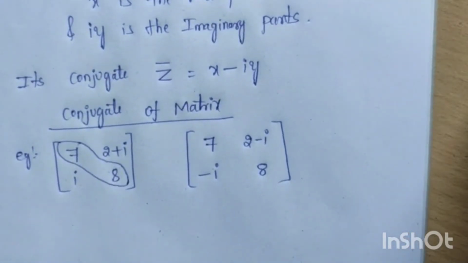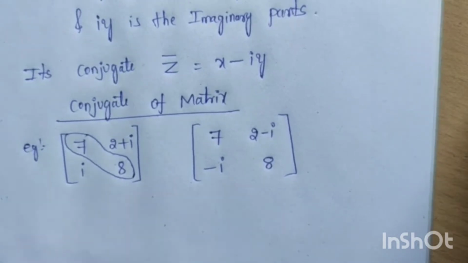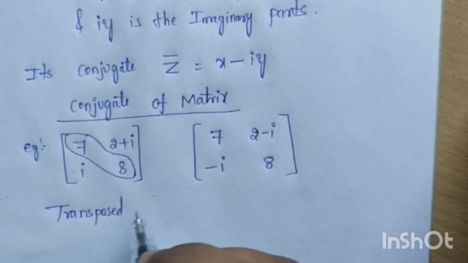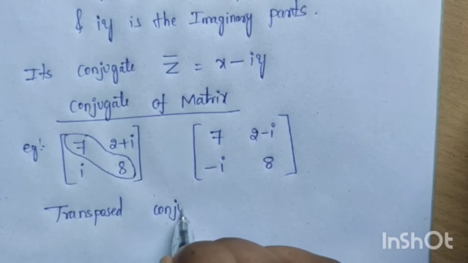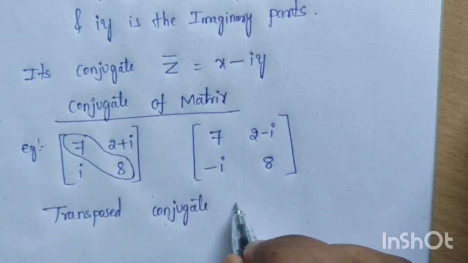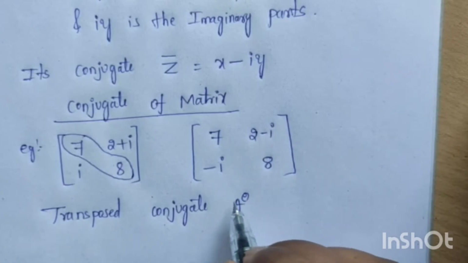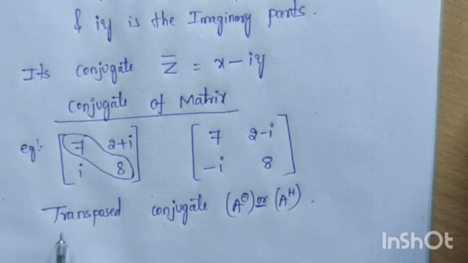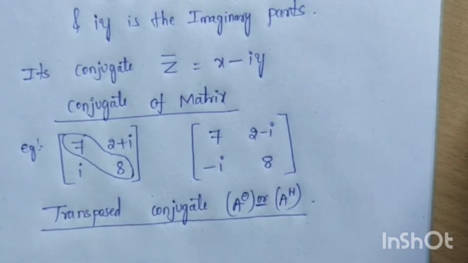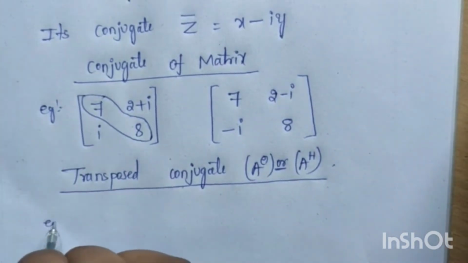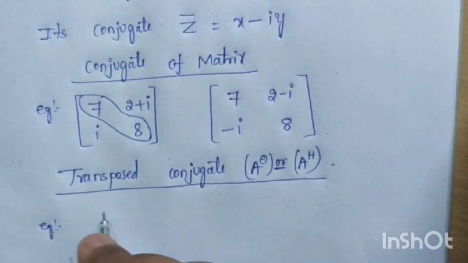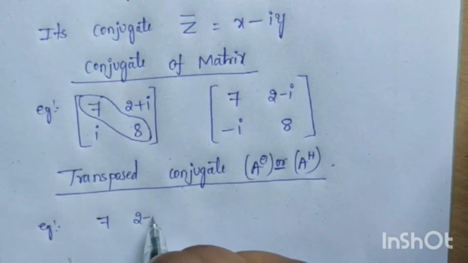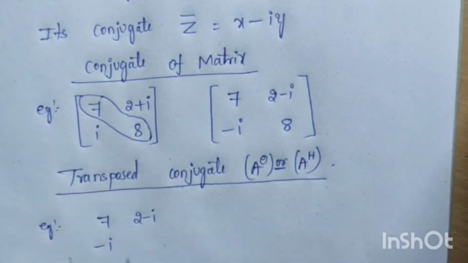Next, the transposed conjugate. The transposed conjugate is denoted by A theta or A to the power of H. Take this example: 7, 2 minus i, minus i, 8.